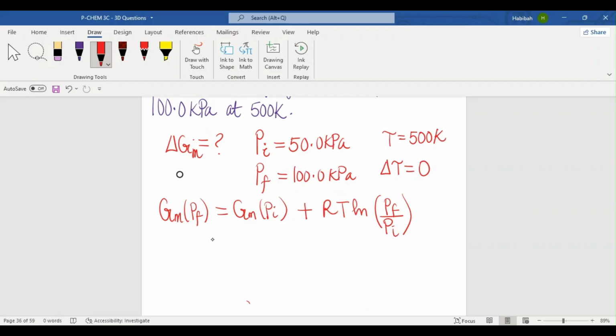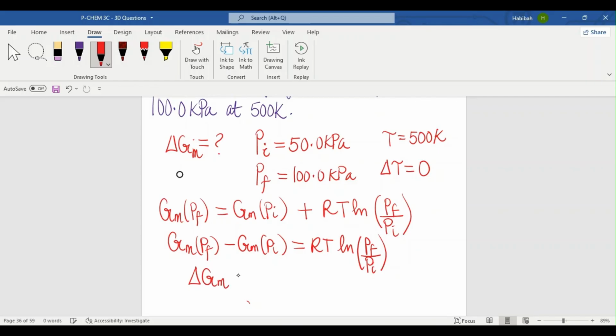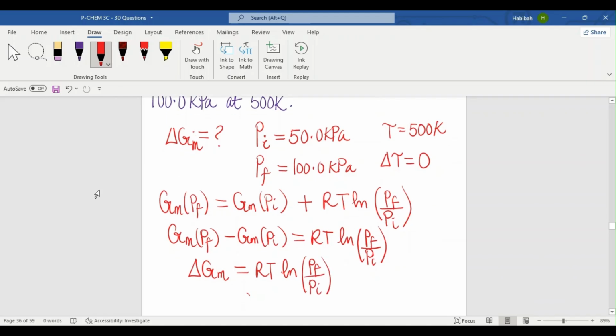Now we're going to have to rewrite this formula to be able to equate it to the change in molar Gibbs energy. So this is just going to look like the molar Gibbs energy at the final pressure minus the molar Gibbs energy at the initial pressure is actually going to be RT ln P final divided by P initial. So that would just be the change in the molar Gibbs energy equals RT ln P final divided by P initial. So that's basically how this is done.